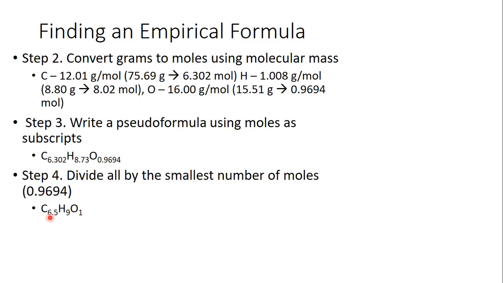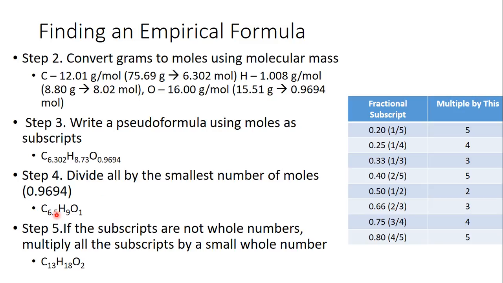However, we can't have half of an atom, so we need to multiply the subscripts if they're not whole numbers. So 6.5, we want to make this a whole number. The easy way to do that is 2. So we get C13H18O2. If you have a certain decimal subscript, like 0.2, 0.25, 0.33, 0.4, and so on, there are specific numbers to multiply by. But if you can't remember that, just try to multiply by 2, 3, 4, and 5. If you have to go higher than 5, you've likely made a mistake in your math.